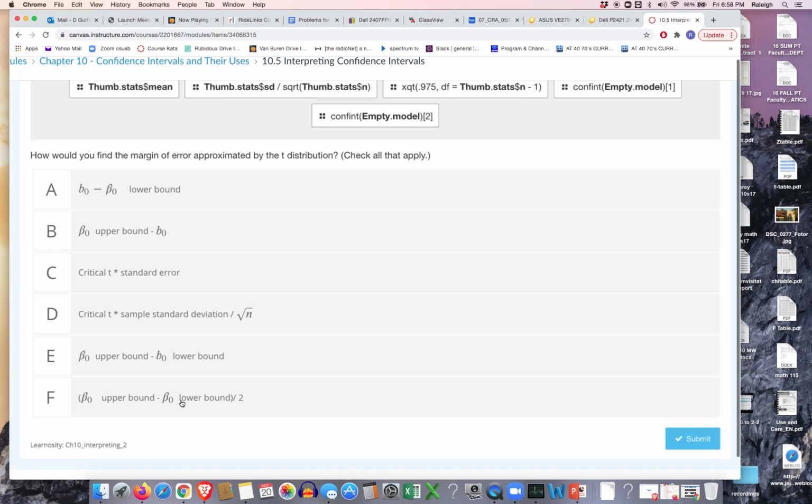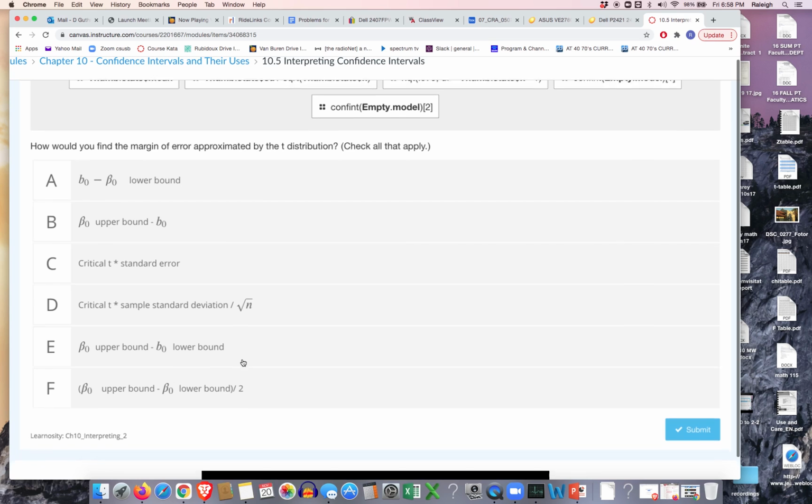Beta 0 upper bound minus beta 0 lower bound divided by 2. Well, okay, that one happens to work. Yeah, that happens to be true. You could find the margin of error, which is half of a confidence interval. So yes, you'd have half of that. Now E forgets to divide by 2, and that's why it's the only one that doesn't work.